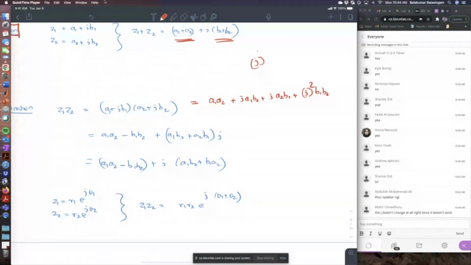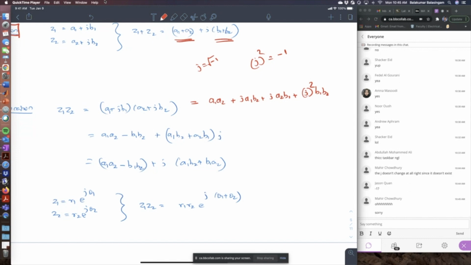Now what is J squared? J squared is going to be negative 1. Why? J is the square root of negative 1. Is it clear? Okay, good. So this is going to be A1 A2 minus B1 B2, that is here, plus J times A1 B2 plus A2 B1. So that is how the multiplication works.